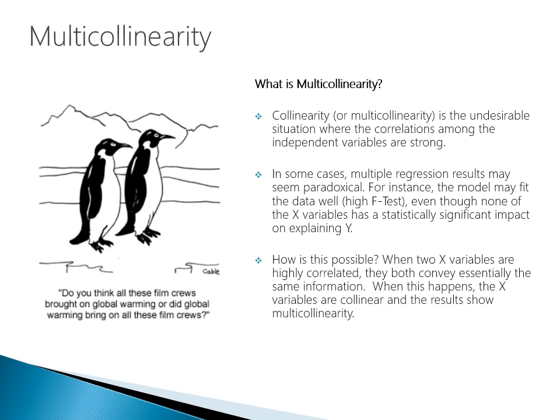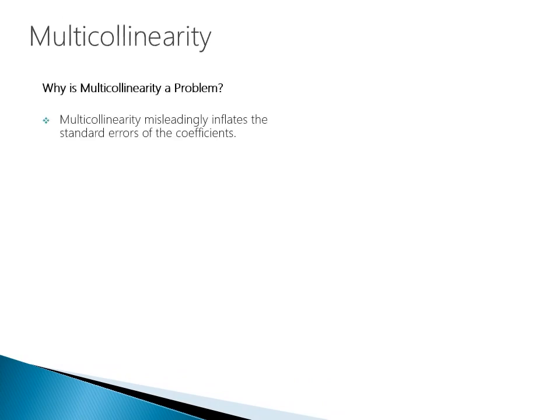Well, this is possible when the two x variables are highly correlated. They both convey essentially the same information. When this happens, the variables are collinear and the results showcase multicollinearity. Well, why is multicollinearity a problem? Multicollinearity misleadingly inflates the standard errors of the coefficients. Thus, it makes some variables statistically insignificant while they should be otherwise significant.